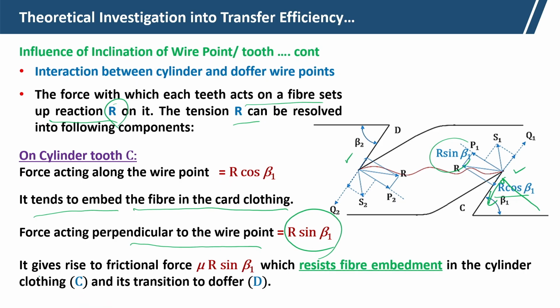So, these are the two forces, and the second gives the frictional force. What is the frictional force? It is mu R sin beta 1, which resists the fiber embedment in the cylinder clothing C and its transition to the doffer. That also resists, because the force against the fiber is acting here.